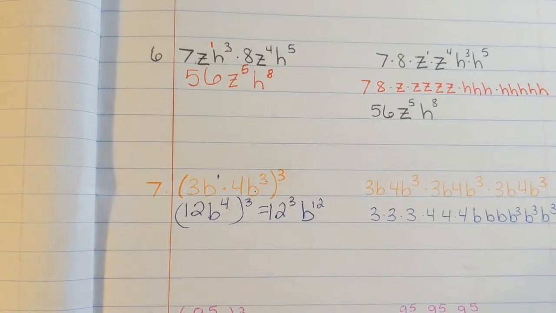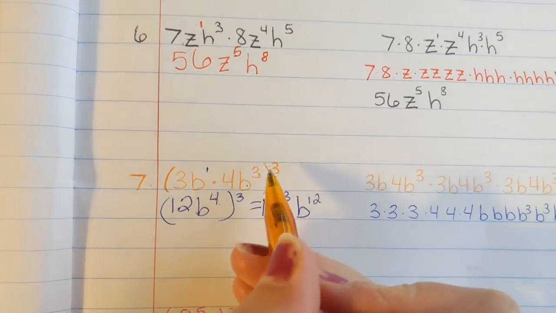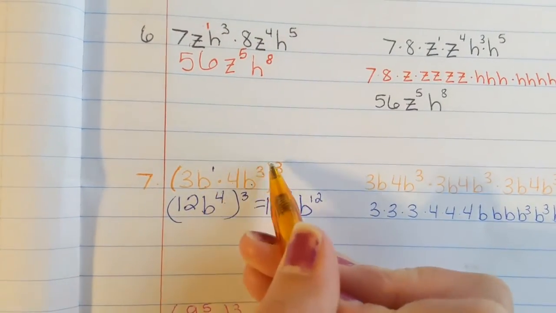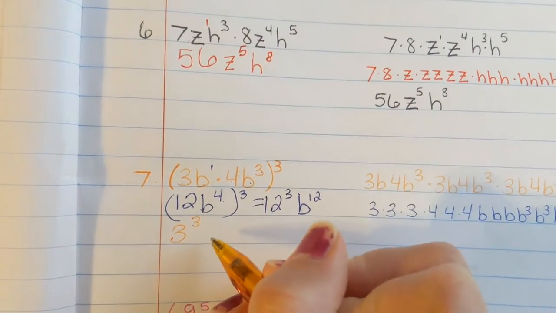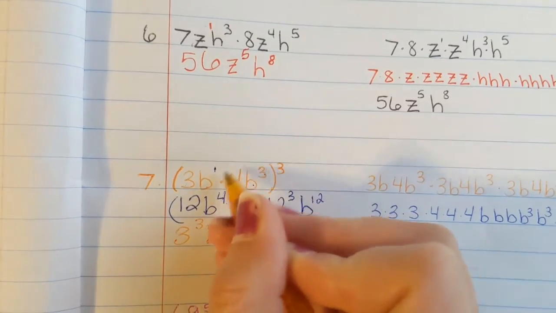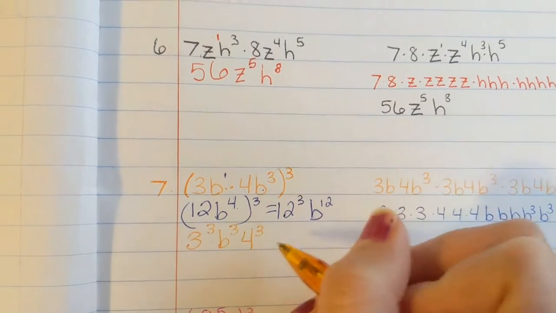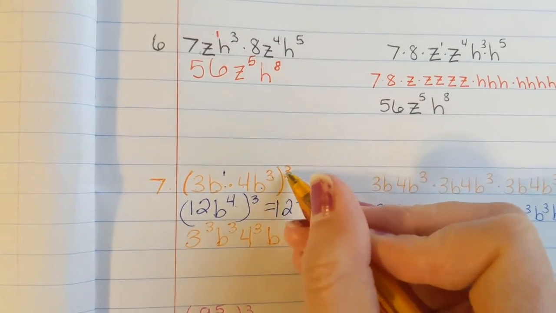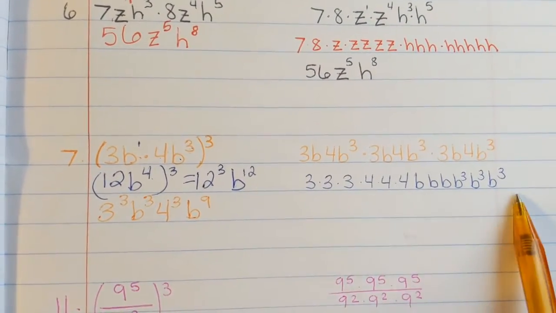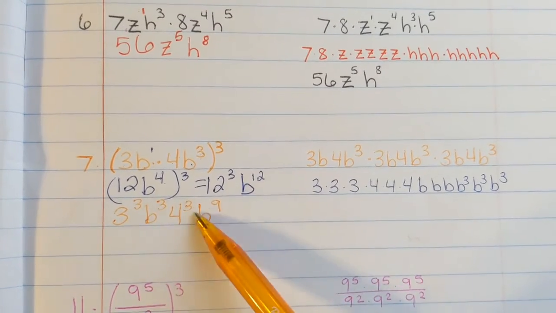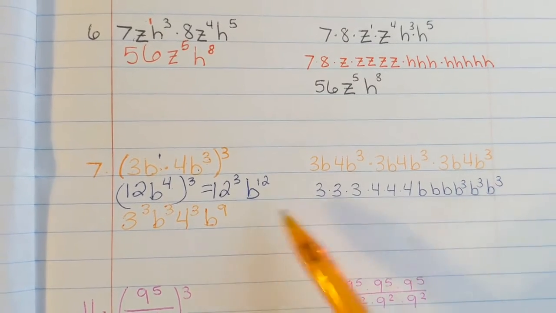All right, or if you didn't want to simplify inside the parentheses first, that's fine. You don't have to. You can distribute this 3 to every single thing inside first. So we have 3 raised to the third power times b raised to the third power times 4 raised to the third power times b raised to the 3 times 3 is 9. So this kind of looks like what we got out here. We have 3 3s, 3 4s, 3 b's, and then 3, 6, 9 b's over here.